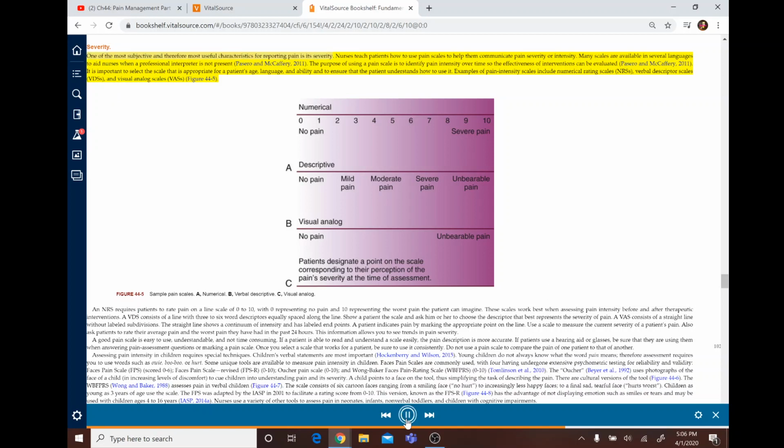That's my question. The purpose of using a pain scale is to identify pain intensity over time so the effectiveness of interventions can be evaluated. Passero and McCaffrey, 2011. It is important to select the scale that is appropriate for a patient's age, language, and ability and to ensure that the patient understands how to use it. Examples of pain intensity scales include numerical rating scales, NRSs, verbal descriptor scales, VDSs, and visual analog scales, VAS.